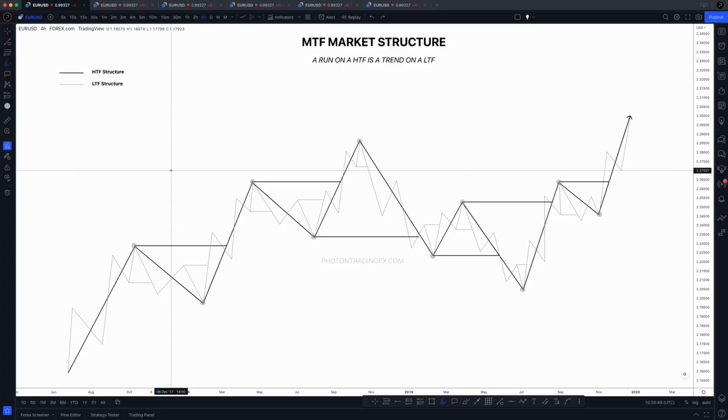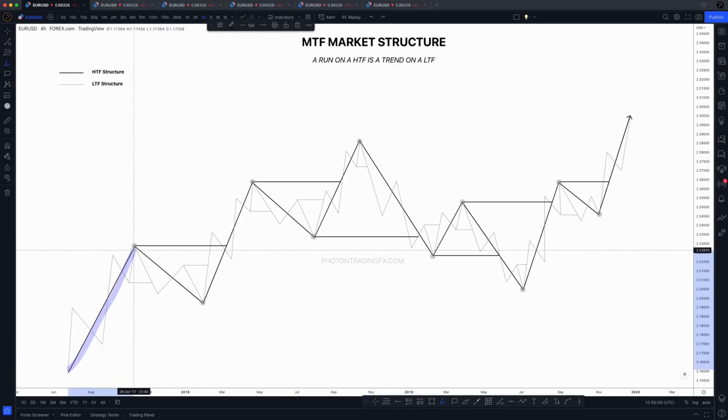Now let's bring in a lower time frame. So we're going to look at the thin gray line, right? Now, remember what I said the key to multi-time frame market structure is: a run on a higher time frame is a trend on a lower time frame. And this is exactly what it means, right? This impulse to the upside, that is a run on the higher time frame. But on a lower time frame, what do we see? Higher high, higher low, higher high, higher low, higher high. So that run on the higher time frame is a trend on the lower time frame.